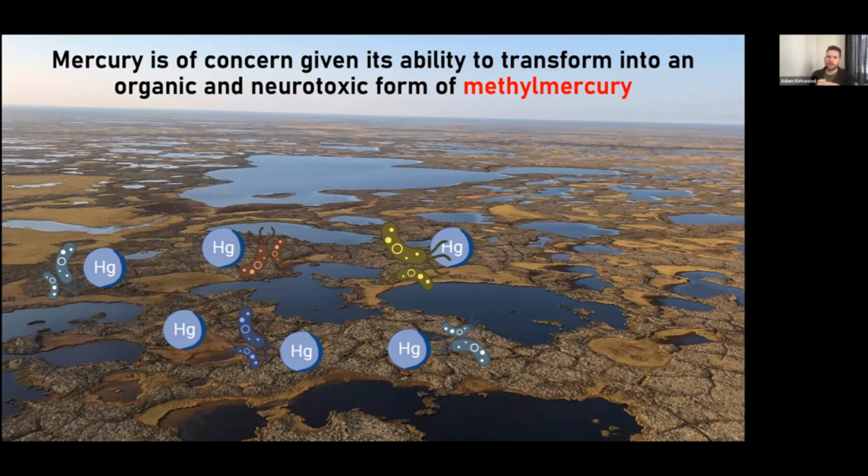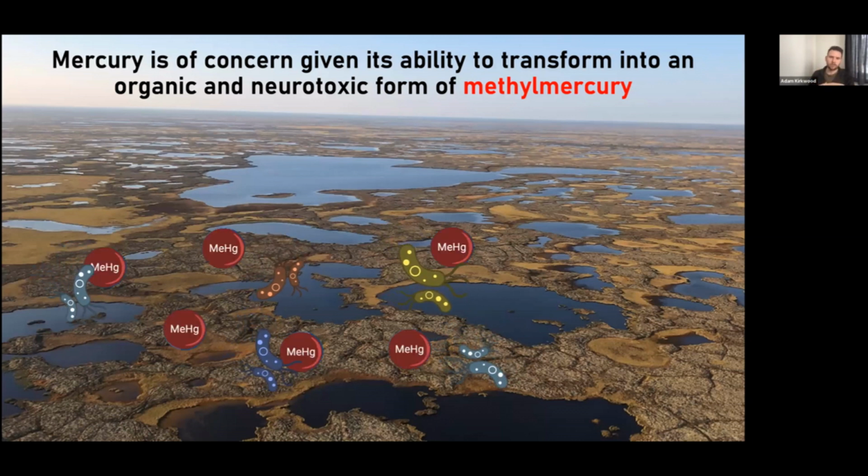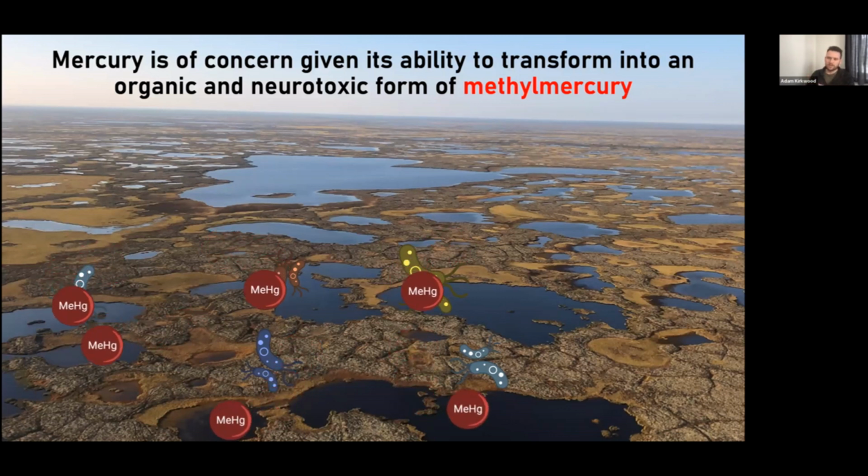So microbial communities can basically take this inorganic mercury, attach a methyl group to it, and turn it into methylmercury, which is better able to bioaccumulate and biomagnify up food chains. It's also more highly mobile, so it'll work its way through ecosystems and often end up in aquatic systems.